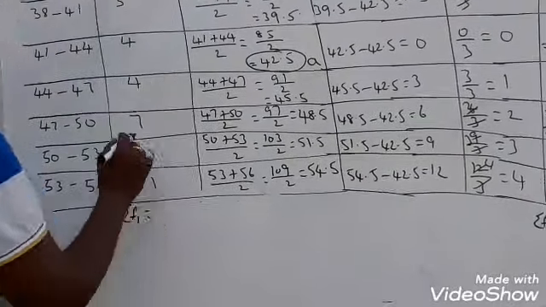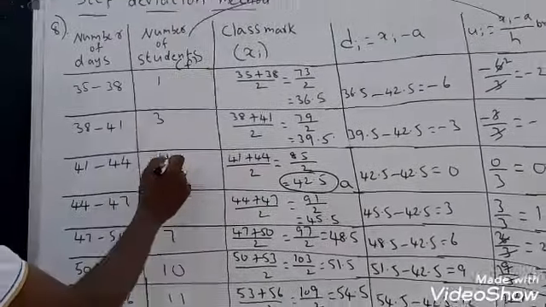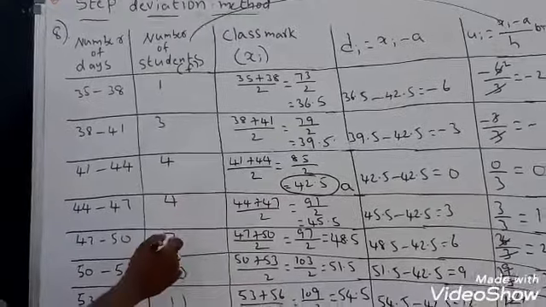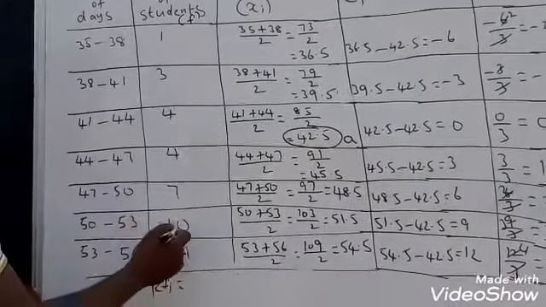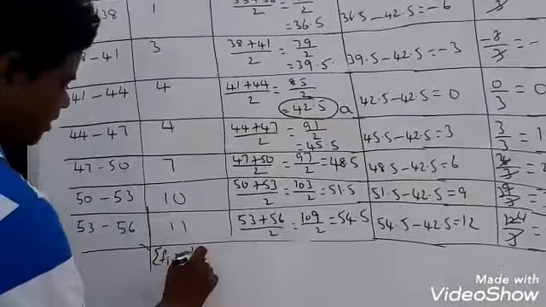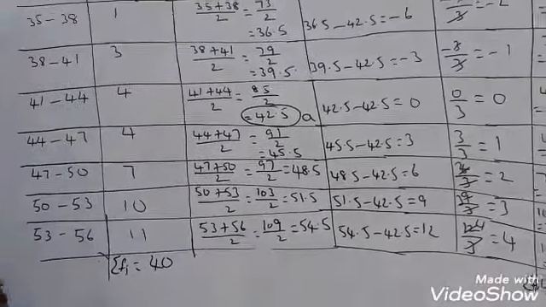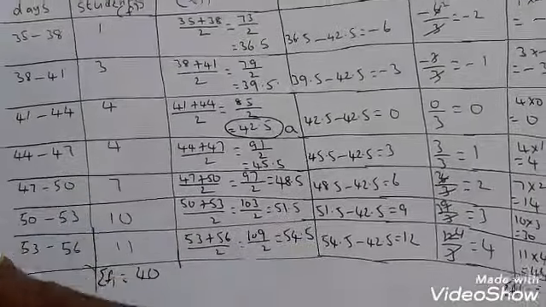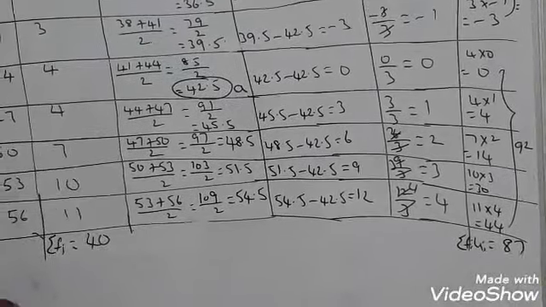If you add all the frequencies, you get sigma fi. That is 3 plus 1, 4, 4 plus 4, 8, 8 plus 4, 12, 12 plus 7, 19, 19 plus 10, 29, 29 plus 11, 40. So sigma fi ui is 87 and sigma fi equal to 40.